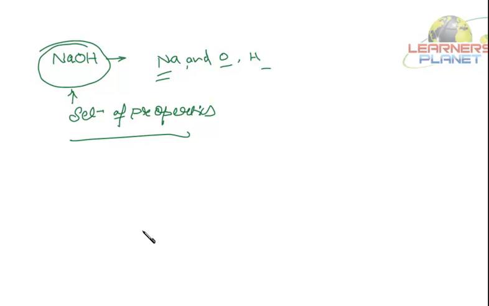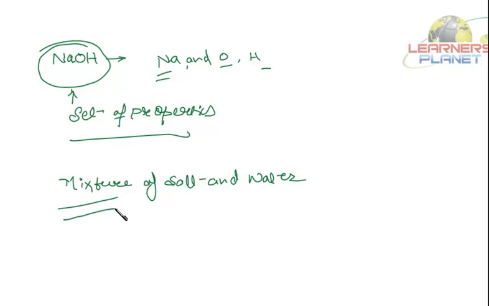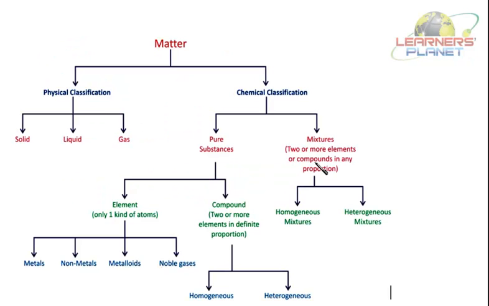Whereas if I am talking about a mixture of salt and water, that mixture has the properties of salt and water as well. They both are not combining and forming one compound. They both are not having a different set of properties. So, mixtures are two or more elements or compounds in any proportion. There are homogeneous mixtures and heterogeneous mixtures.